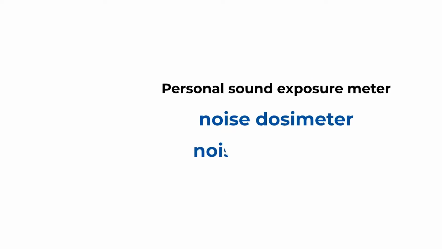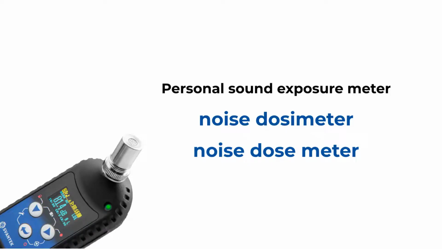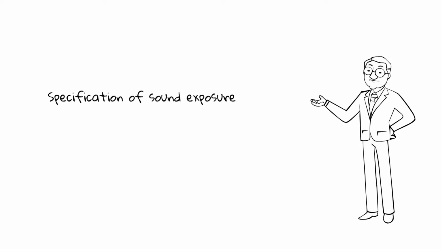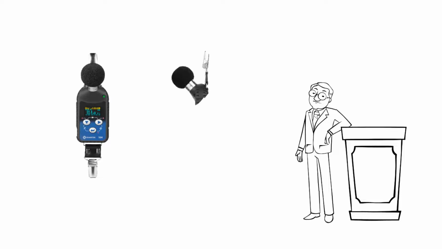Personal sound exposure meter is often referred to as noise dosimeter. Specification of sound exposure meters is given in the standard IEC 61252. And basically, it refers to the performance of a Class 2 sound level meter.